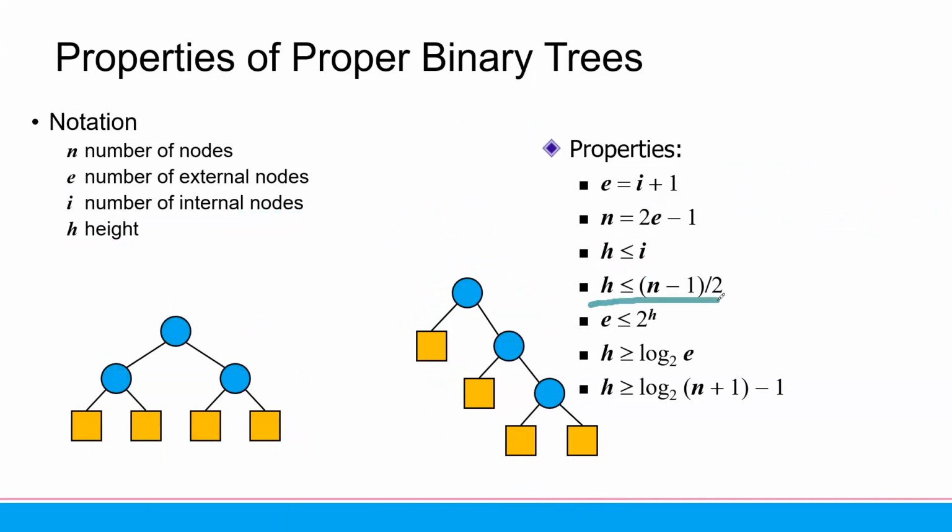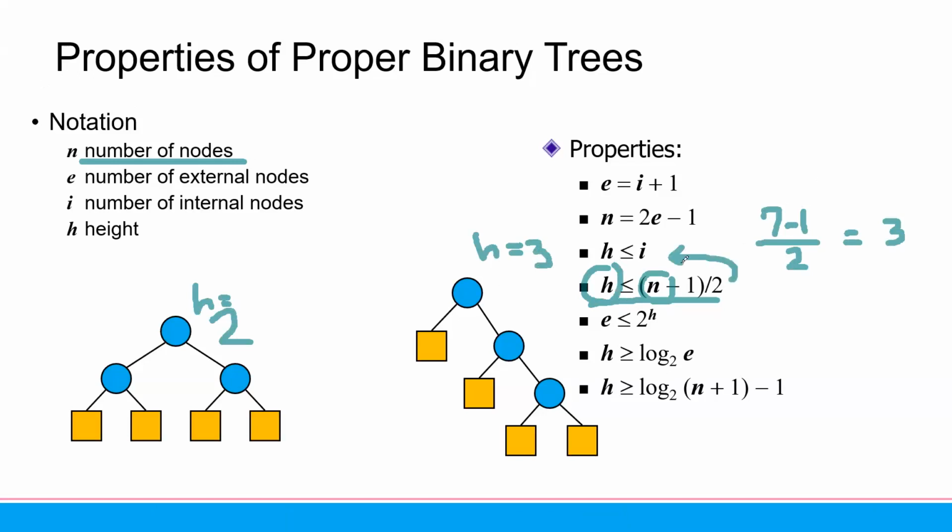h is less than or equal to (n minus 1) divided by 2. What is n? It is the number of nodes. So 7 minus 1 divided by 2, that is 3. h, we know that if it is like this structure, then h equals 2. For this structure, h equals 3. So it is similar to this one.